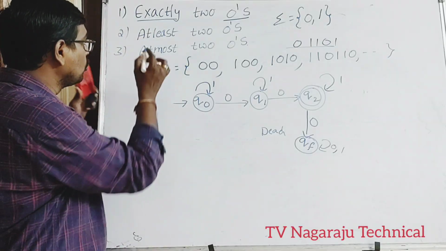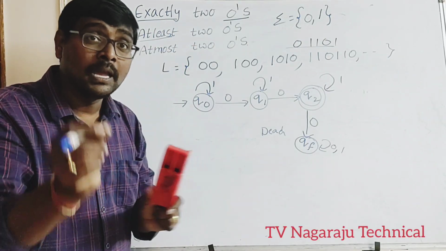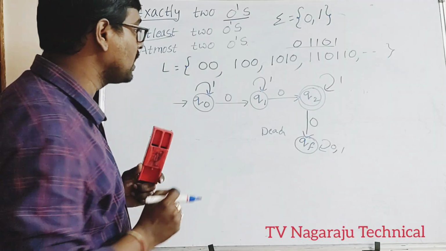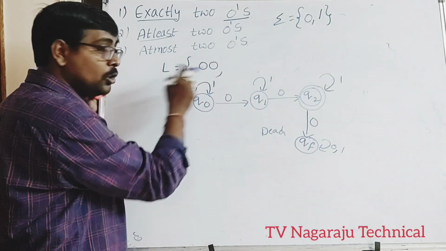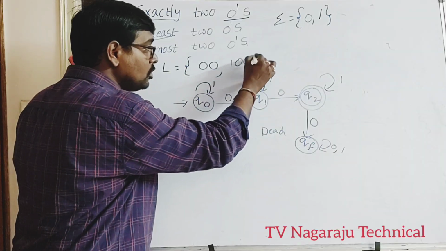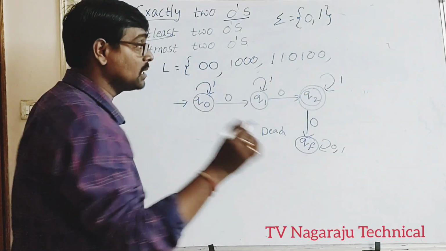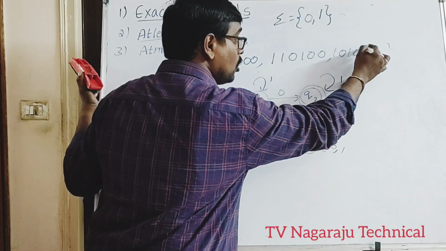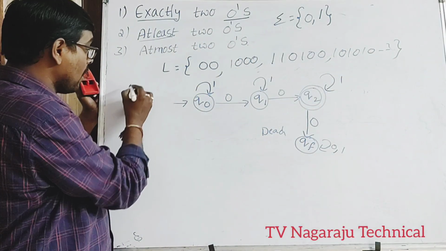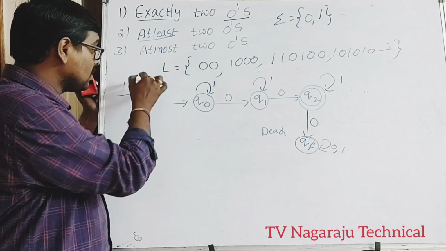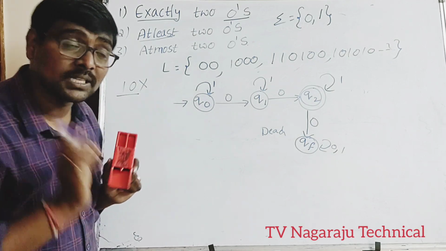Now move to the next question. At least two zeros. What is the meaning? Minimum two zeros are required. Suppose here I am changing the language. See, two zeros: 1, 0, 0. This is accepted. 1, 0, 1, 0, 0 is accepted. Suppose 1, 0, 1, 0, 1, 0. This is accepted. Minimum two zeros at least. For example, 1, 0. These types of strings are rejected.